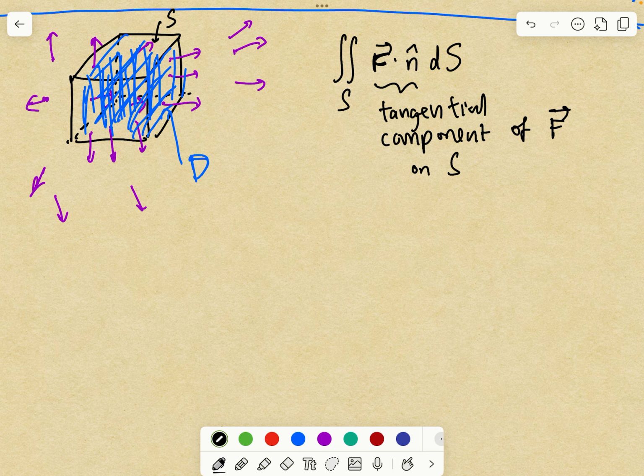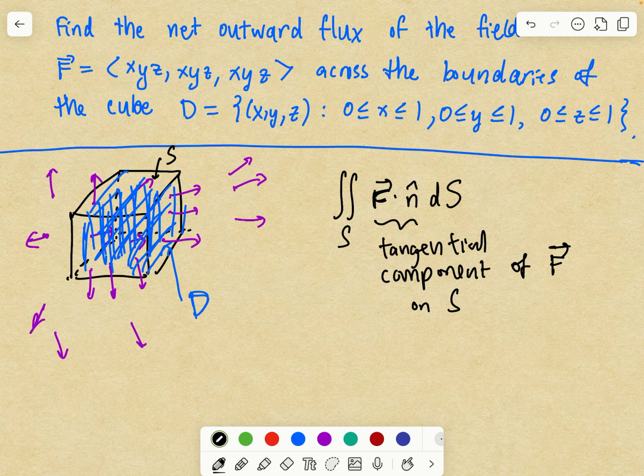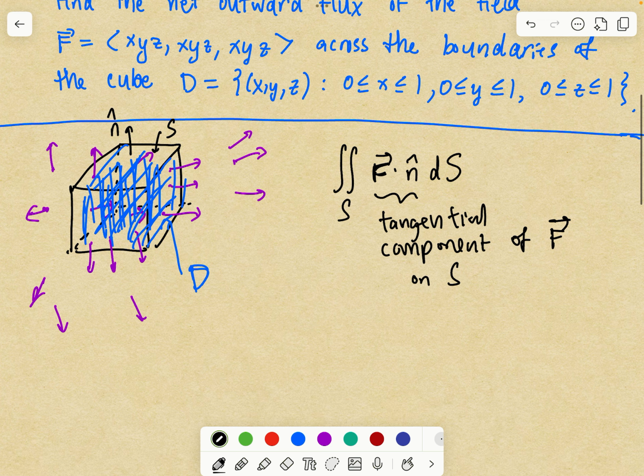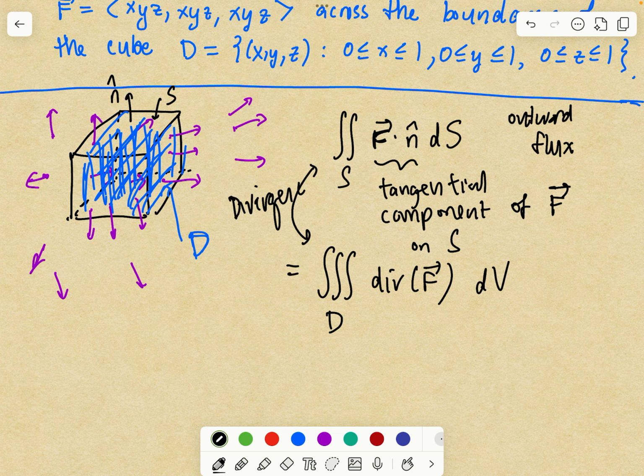The divergence theorem says that this integral, so this is the outward flux, so if your n is pointing outward of the cube, this would be the outward flux, is the same as the integral of the divergence of F across D. That's the fact that these two are the same, that's called the divergence theorem. And that's going to simplify the calculation a lot.